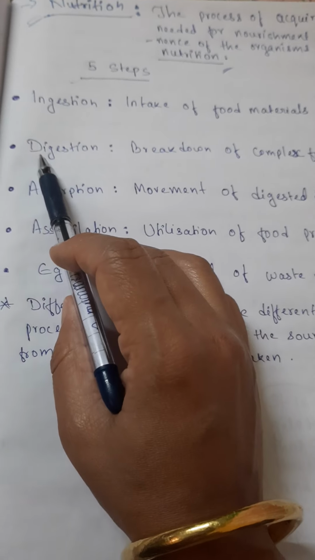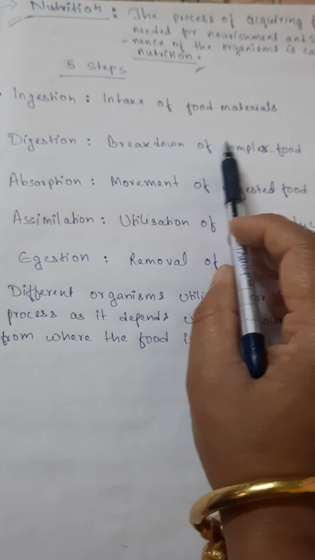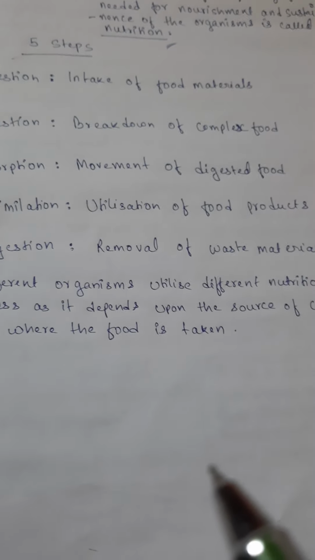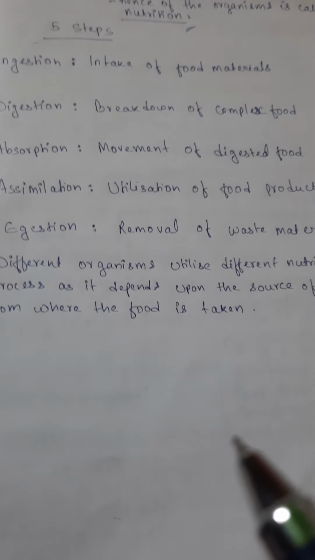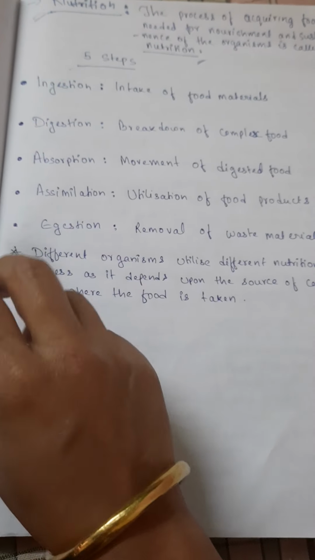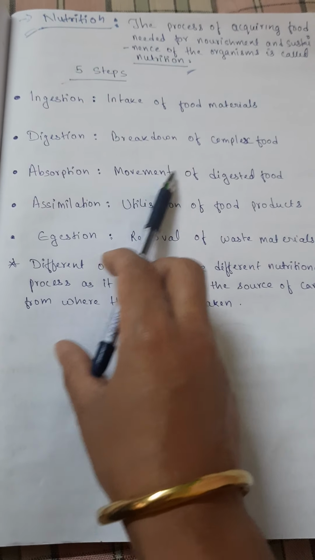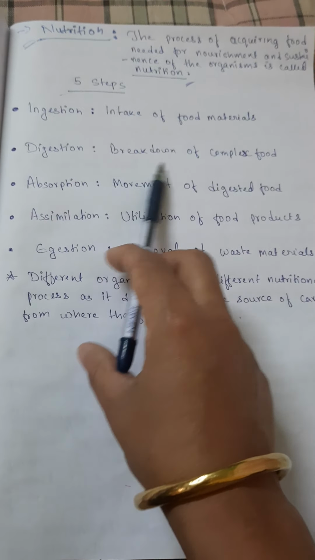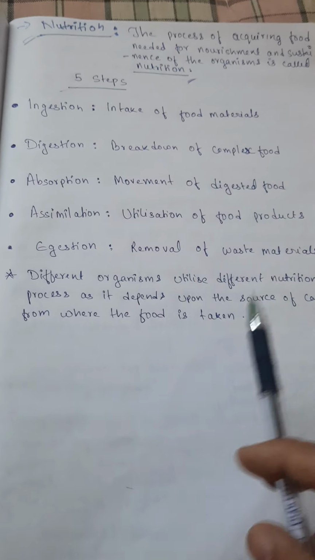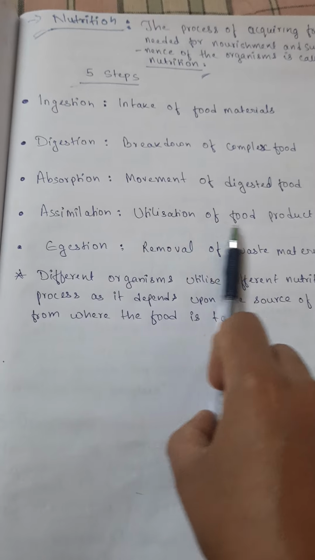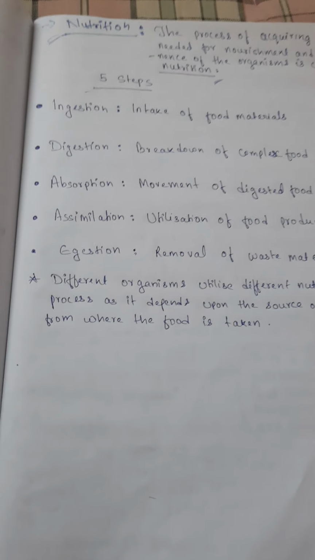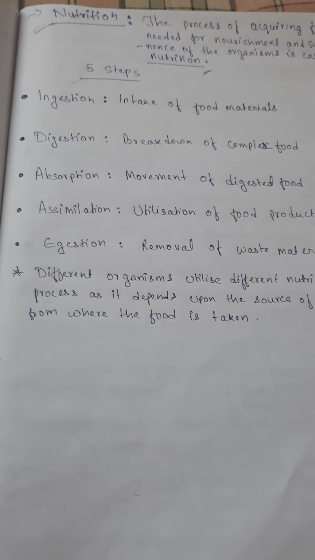Next one, it is digestion. During the process of digestion, the food is broken down into simpler ones from the complex food. Next one, it is absorption. In the process of absorption, the digested food is moved to different parts of our body. And next is assimilation. In this process, the digested food products are utilized all over the body.